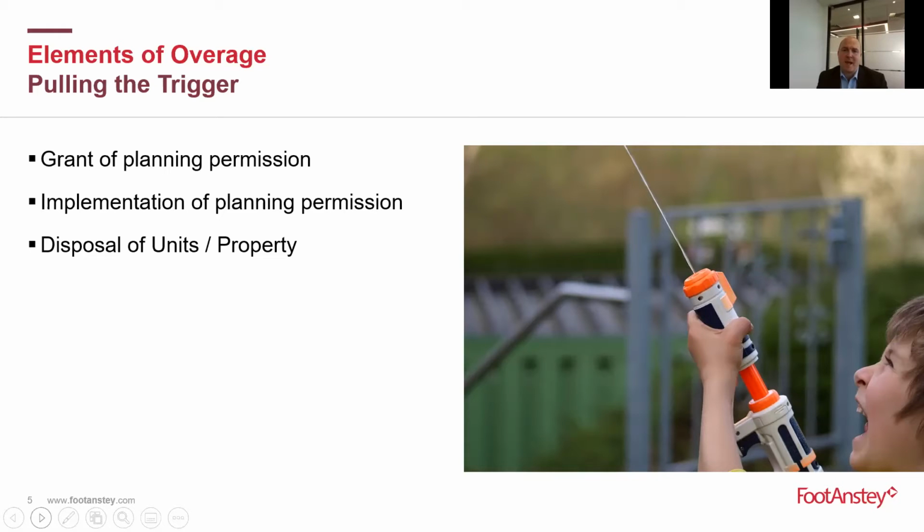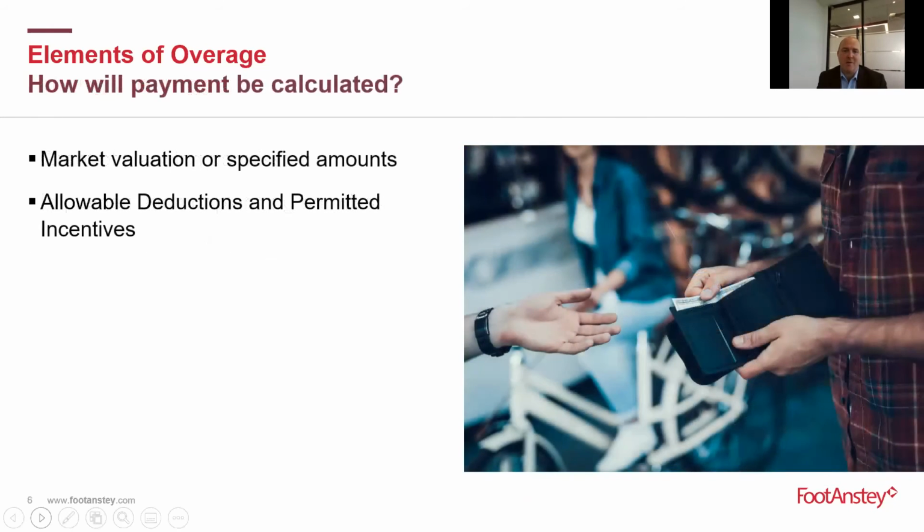Okay, so the next element of an overage clause is obviously fairly fundamental, which is how the payment will be calculated. So typically there's a market valuation or there's specified amounts. So there could be fixed sums per additional square foot over the anticipated planning permission, or a simple market valuation exercise as well that can either be agreed between the parties or determined by an expert. You also then will have allowable deductions and permitted incentives.